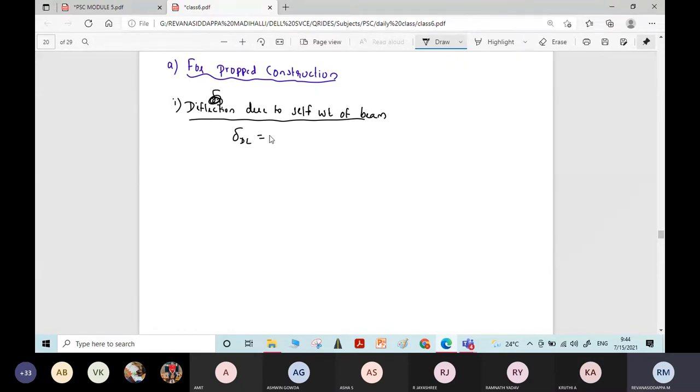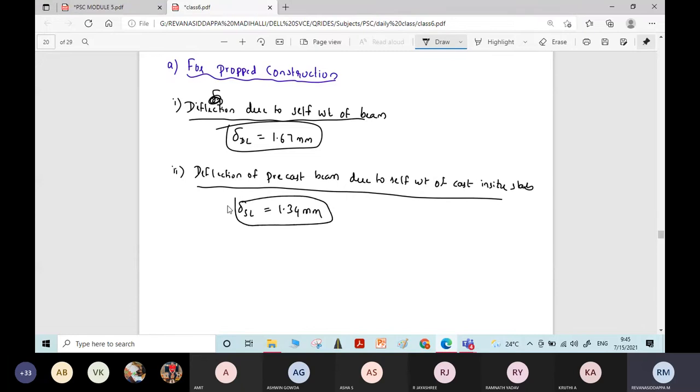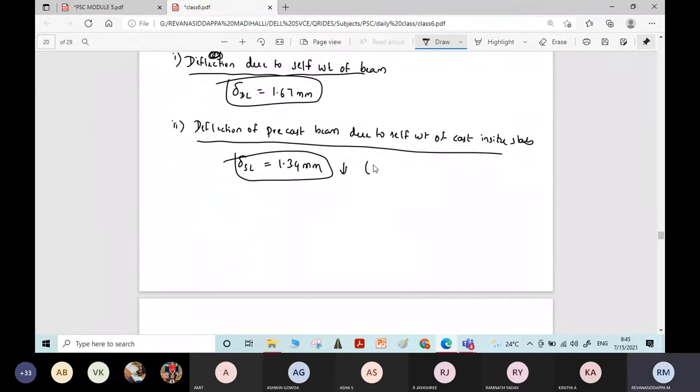I will copy the same answers now, 1.67 mm. Second step, deflection of precast beam due to self weight of cast in situ slab. This also remains the same, that is delta SL is equal to 1.34 mm. The answers are similar to the answers of the previous problem only. So you can write a note as refer previous problem.